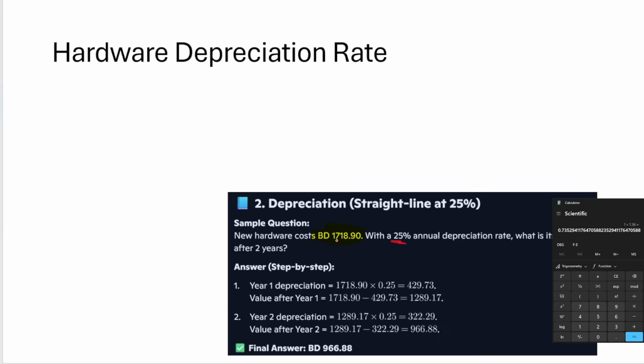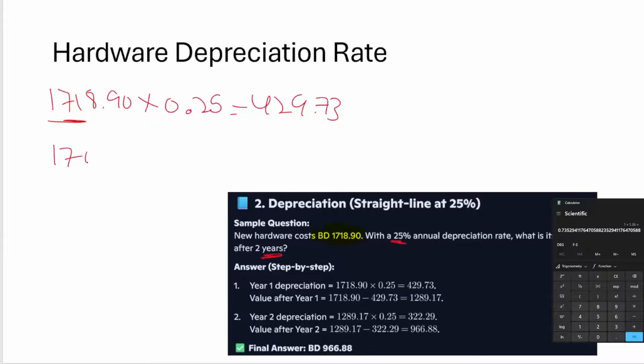Now we want to know what will be the value of this device or hardware after 2 years. So we want to calculate depreciation for 2 years. How do we do it? First, we take the amount that has been spent on this device, 1718.90. We multiply it with the depreciation rate, 25%. We convert it to decimals, so it's 0.25. This will give us 429.73.